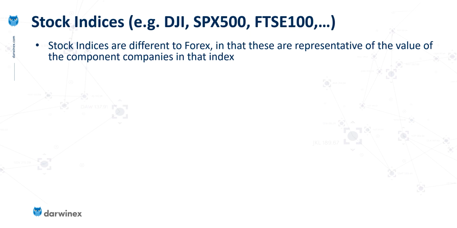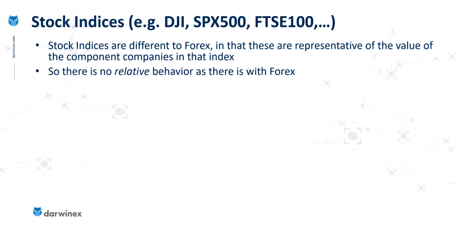And fundamentally, the price action is based on a completely different calculation. Here, the price of the index is a representation of the value of the component companies that make up that index. So unlike Forex, there's no relative behavior at all. And because of this difference in calculation, it means that there's also a difference in the price action dynamics, the way that the price action moves.